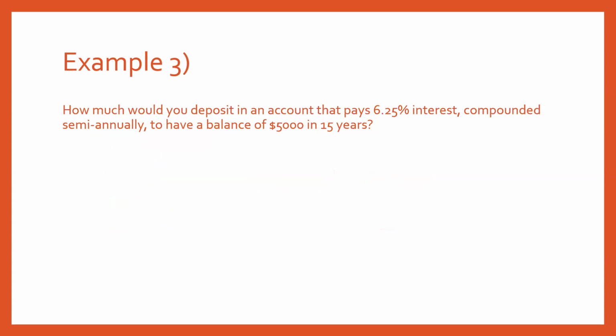It says, how much would you deposit in an account that pays 6.25% interest, compounded semi-annually, to have a balance of $5,000 in 15 years? So this time we know our A. What's our goal? 5,000, right? We don't know our P.